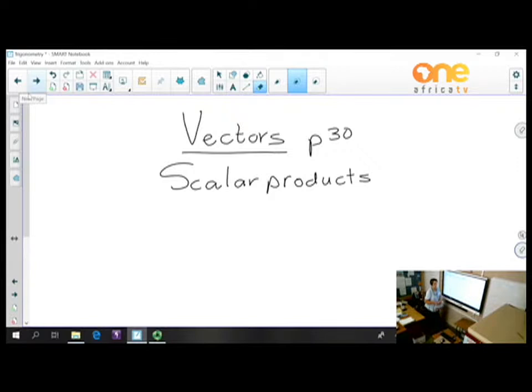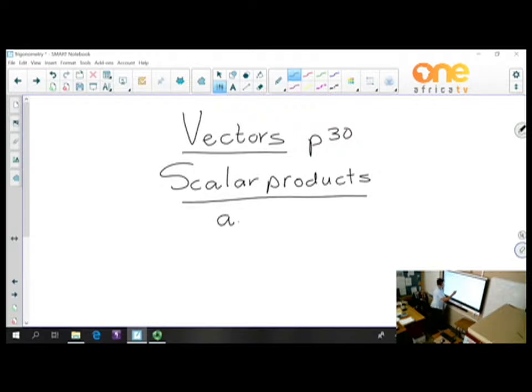Morning grade 12s. This is the second session on vectors. Today we're looking on page 30 out of the textbook, and we're specifically looking at scalar products. What is the meaning of scalar products? Now scalar product is basically A dot B. We read it as A dot B.